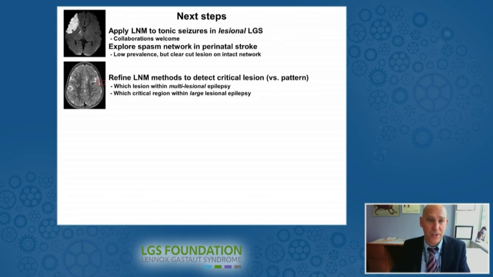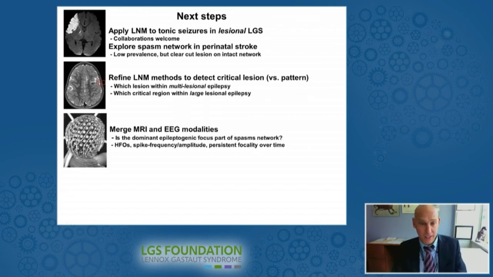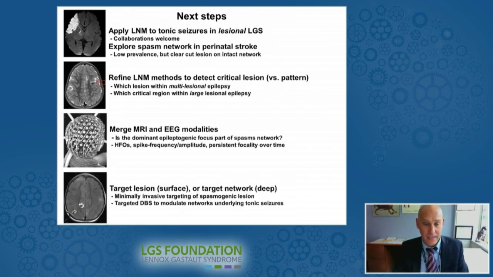refining some of these methods to, rather than to have a pattern of lesions that are connected to GPI, see if you can highlight just 1 or 2 candidate lesions, or if somebody has a really large abnormality, maybe we can find out within a critical region, which within a large, let's say, hemispheric malformation, can we identify areas that are contributing more or most to spasms or tonic seizures. And there's some technical stuff that I need to do, but the question is, if you have a dominant or strong epileptogenic focus, I would predict that to be part of that network.